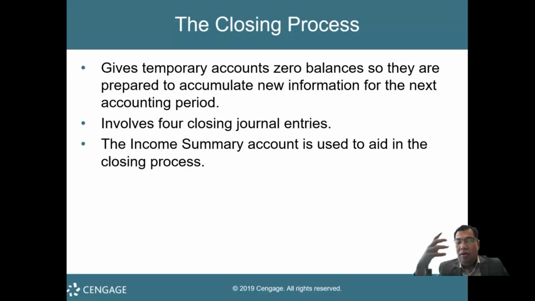It involves 4 closing journal entries. Yeah, 4 closing journal entries. You have to remember this. The income summary account is used to aid in the closing process. So we have the income summary account.